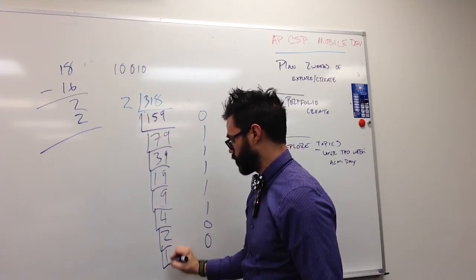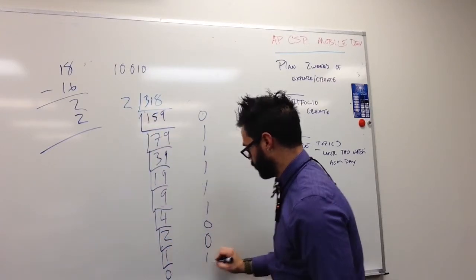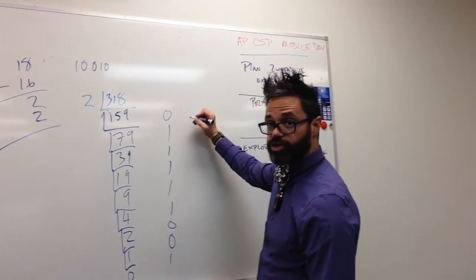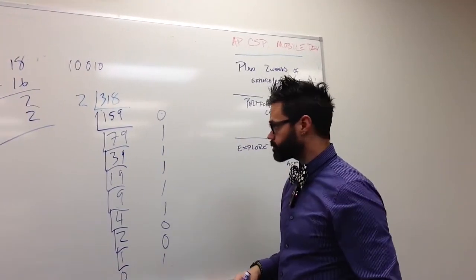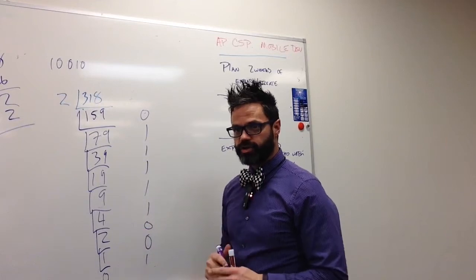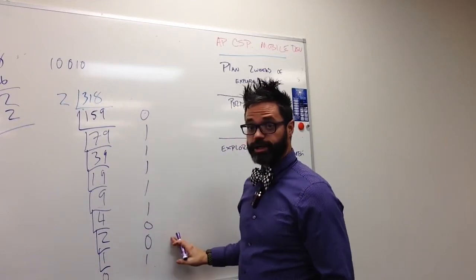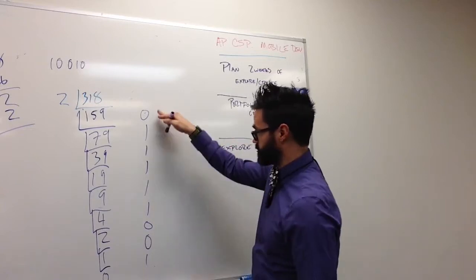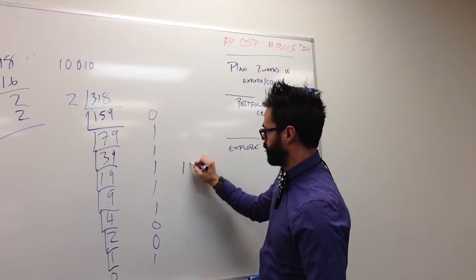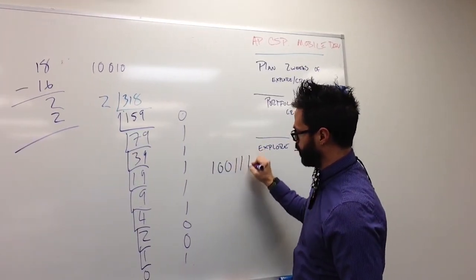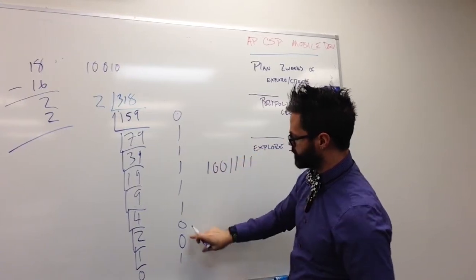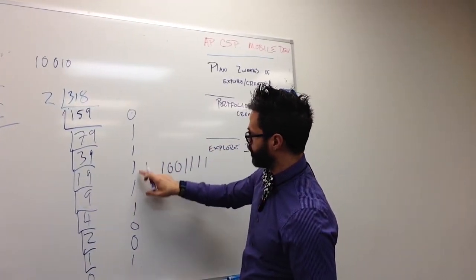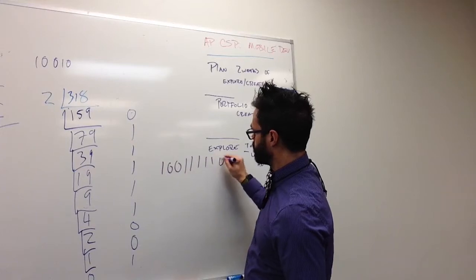2 goes into 1 a total of 0 times with 1 left over. And again, building from the reverse back up, we can go ahead and also convert this lovely binary sequence right here into a hexadecimal sequence. It's really actually quite easy. All we have to do is take that same binary sequence, in this case 1 0 0 1 1 1 1 1 0.